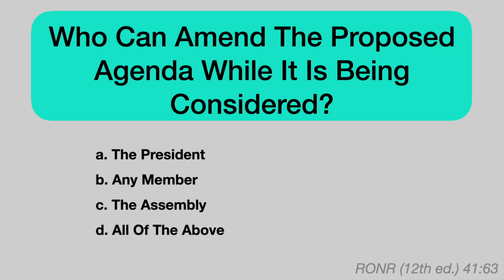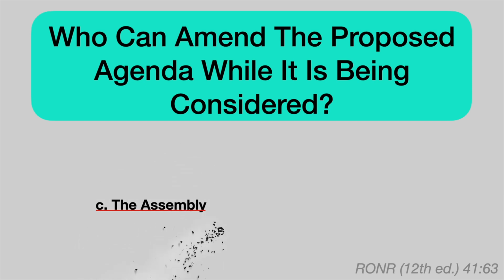So let's look at a question now. Who can amend the proposed agenda while it is being considered? The President, any member, the Assembly, or all of the above? Pause the video if you'd like more time. The correct answer is the Assembly. Only the Assembly can amend the agenda while it is being considered. Members can propose amendments, but it requires a majority vote of the Assembly to adopt those amendments.